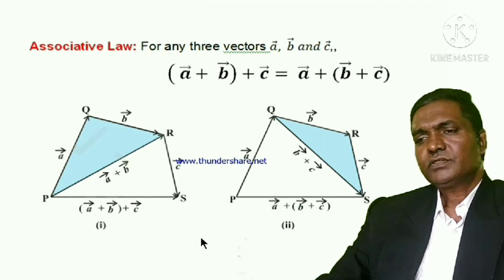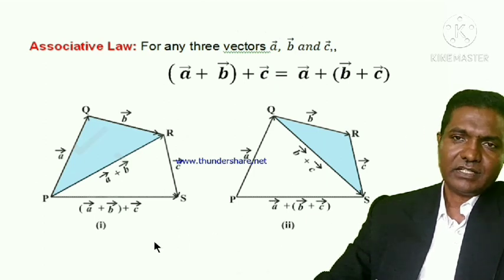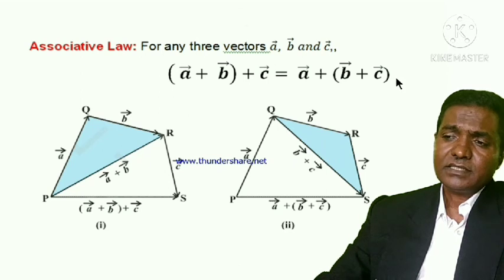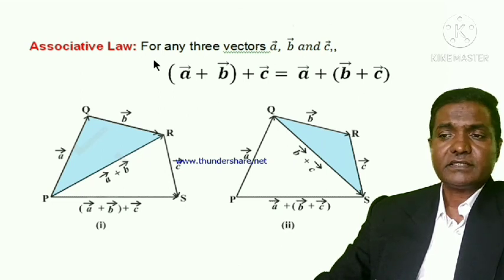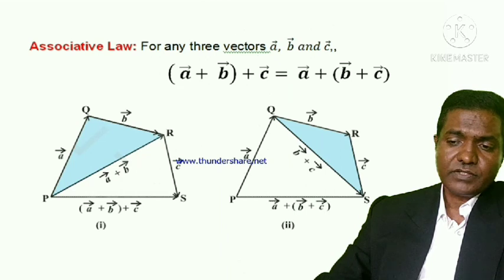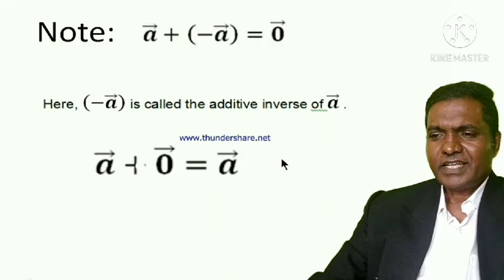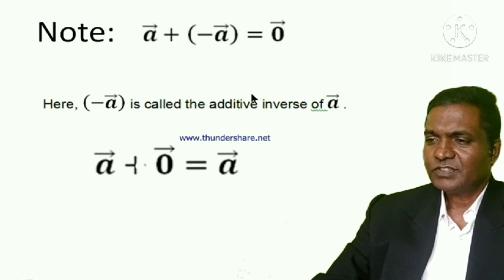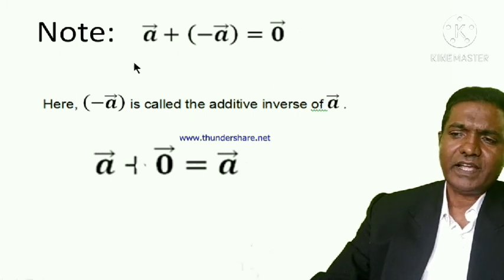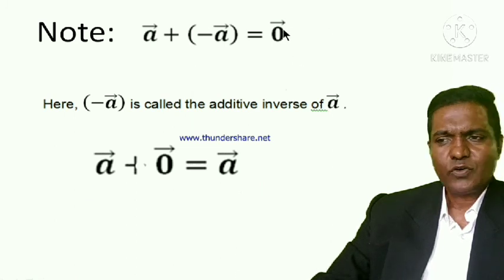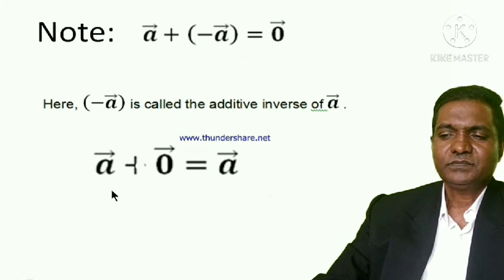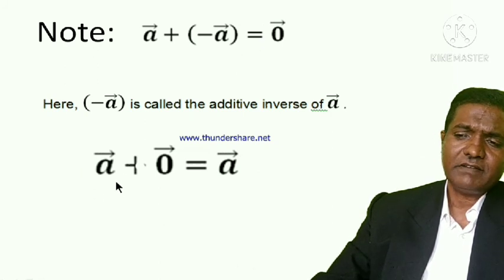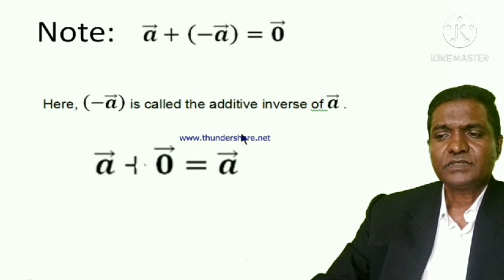In this way you can understand this associative law, or simply think that vectors satisfy this associative law. Now there are two more properties, quite natural, that you have to follow. Addition of any vector and its negative vector is always a zero vector, and addition of any vector and a zero vector is the vector itself.